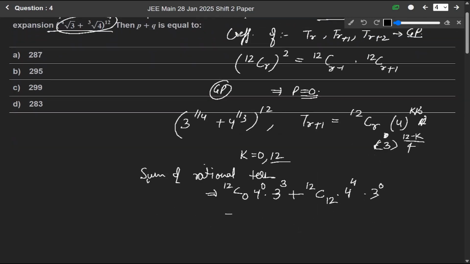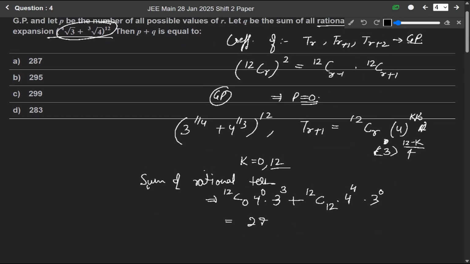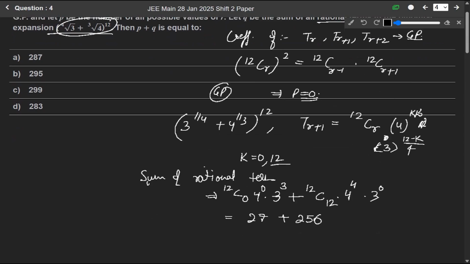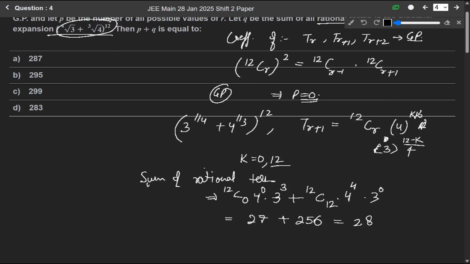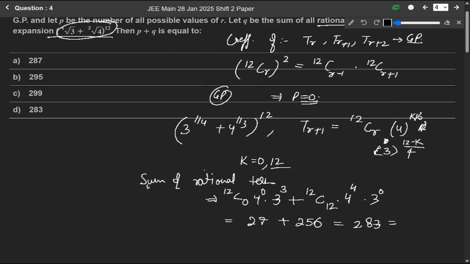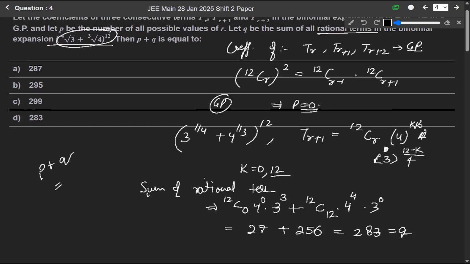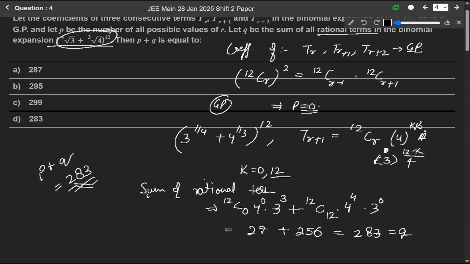So solving it, we get 4 raised to the power 0 is 1, 3 raised to the power 3 is 27, plus 256. Okay, so it will be 27 plus 256, which means 283. So Q will be equal to 283 and P will be equal to 0. So P plus Q will be 0 plus 283, which means 283. So our answer is 283, which means option D is the correct answer. Okay.